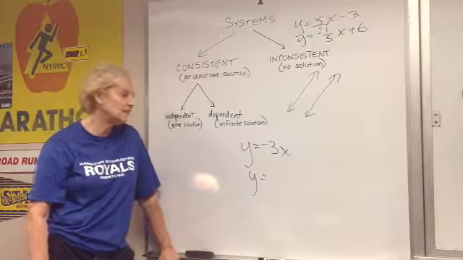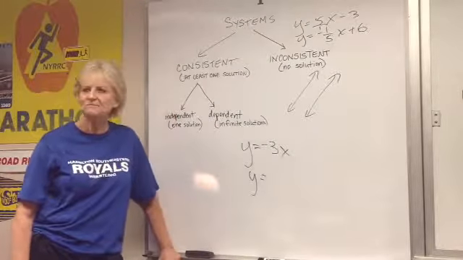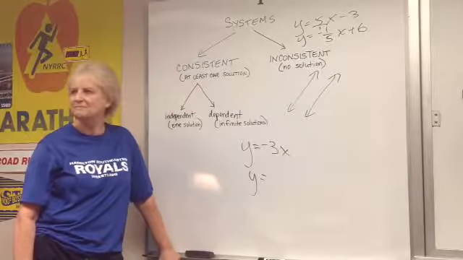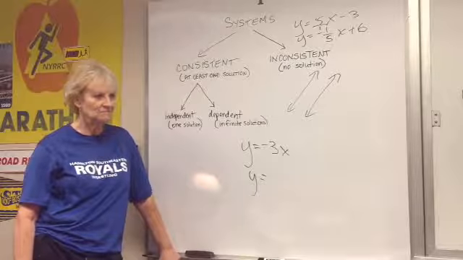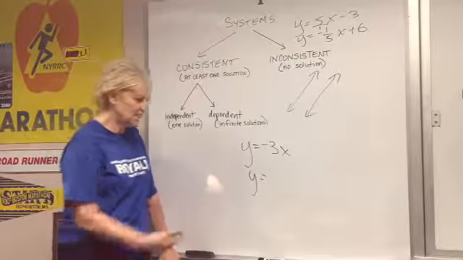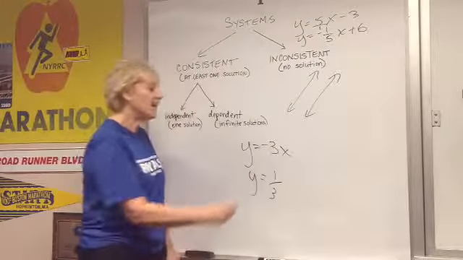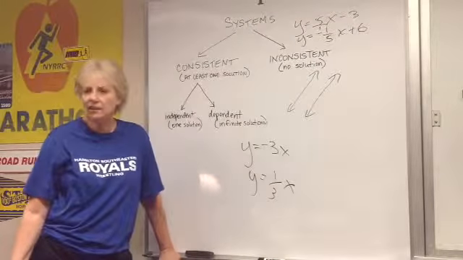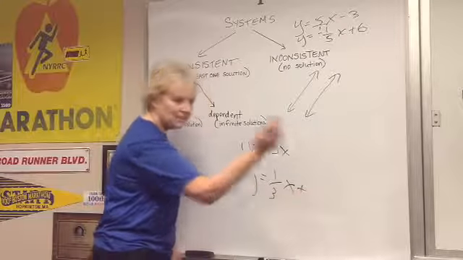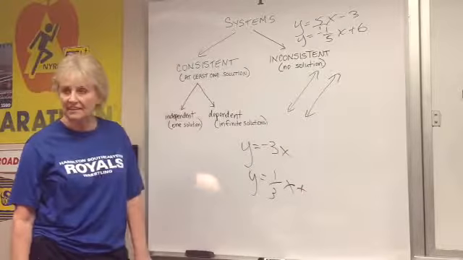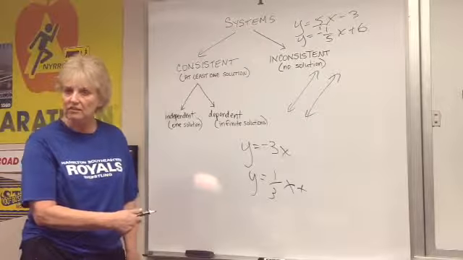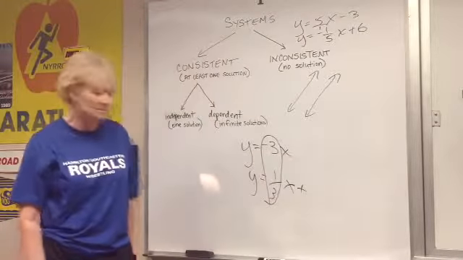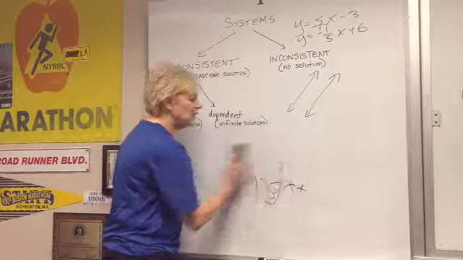Negative 1/3. No. Positive 1/3? That's it? Just positive 1/3 x. Can I have a plus anything? Yeah, it doesn't matter where it crosses. I could have plus whatever, or I could have plus nothing. They could cross at 0, 0. But opposite reciprocal.